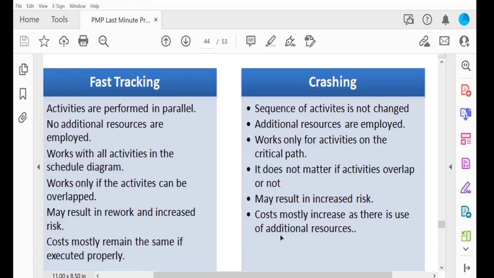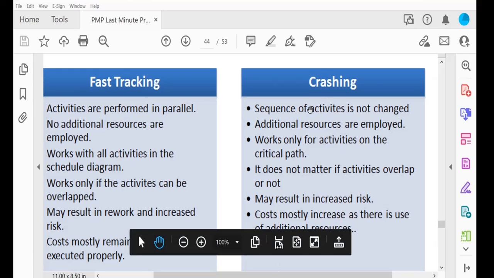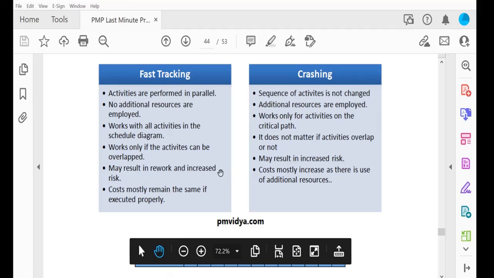All right. So next one is fast tracking and crashing. This is the most important thing. I got 2 or 3 questions on it in the exam, and in mock tests you will get a lot of questions on that.